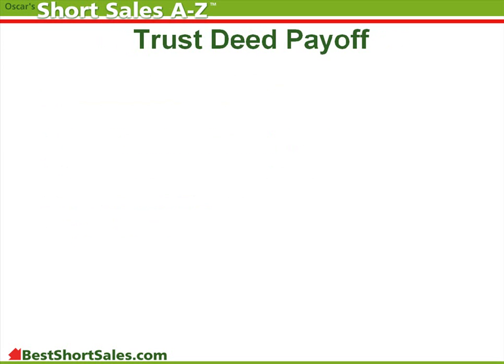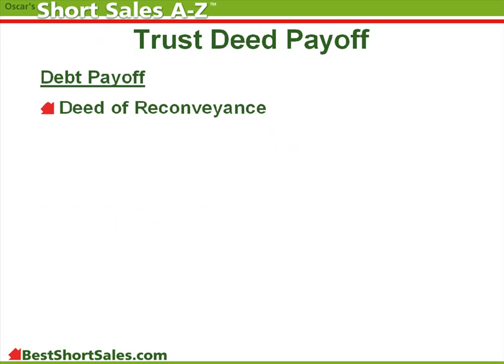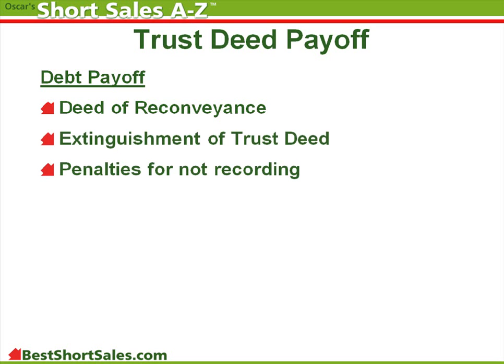If the obligation is performed and satisfied, which means total debt payoff, the trustee will issue a deed of reconveyance. This instrument records the payoff of the debt and extinguishment of the trust deed. All states have heavy penalties for not recording the reconveyance within a specific time.